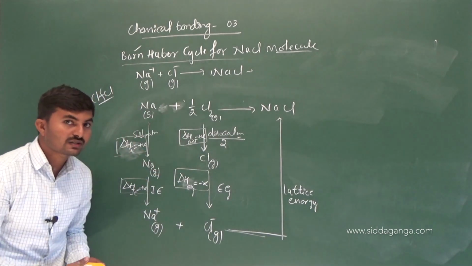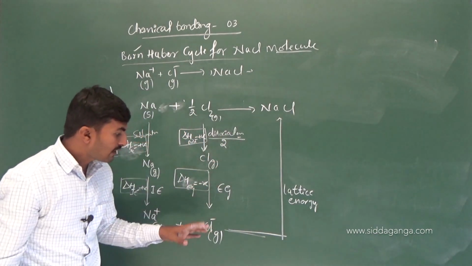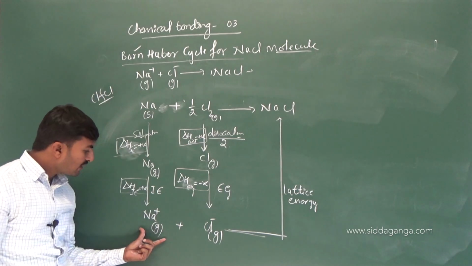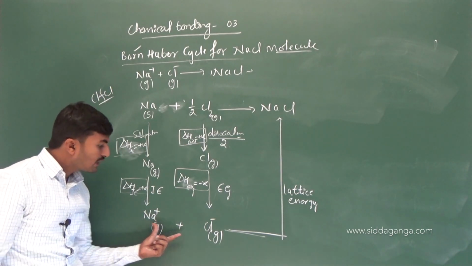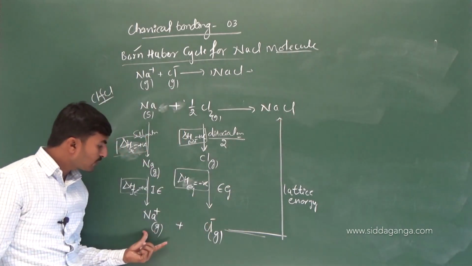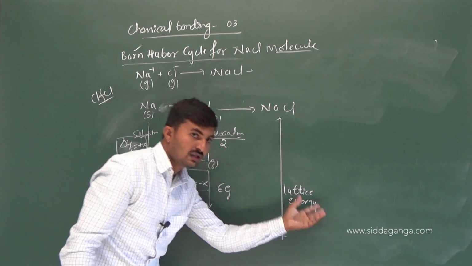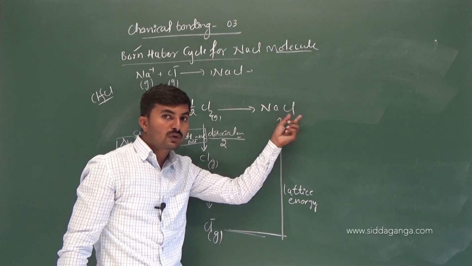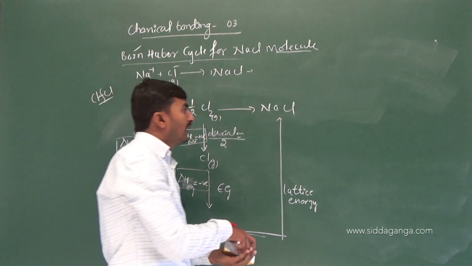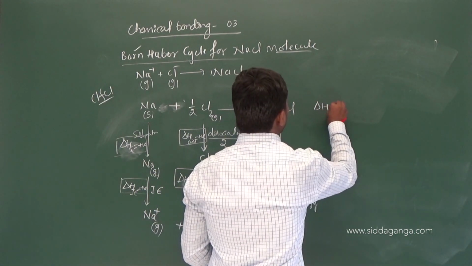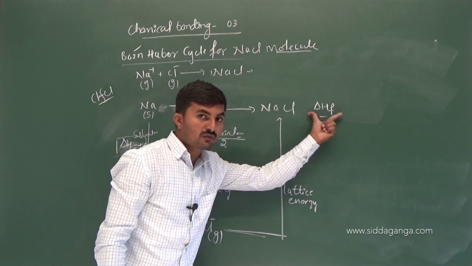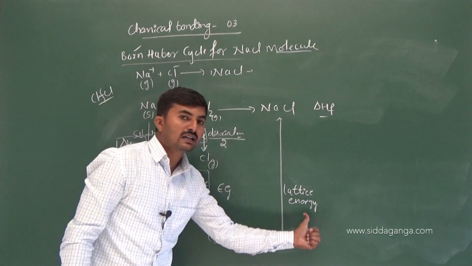Why is this called lattice energy? Just remember the definition of lattice energy: 1 mole of ionic compound is formed by the combination of two gaseous ions. This is called lattice energy. If the same 1 mole of ionic compound is formed by the combination of elements in their pure state, then it is the enthalpy of formation, delta H f. This equation represents the enthalpy of formation, whereas that equation represents the lattice energy.